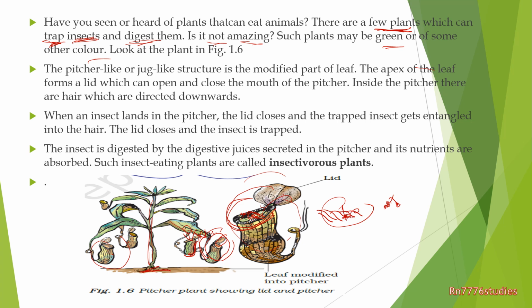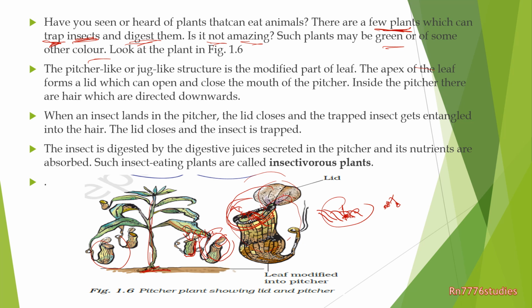So it will get stuck here, correct. After it gets stuck, what happens here is this lid on top will close. Because it is already trapped, meaning it is already stuck in there. Okay, so what happens here is it will just go downward, it cannot come upward. The lid closes and the trapped insect gets entangled in the hair.